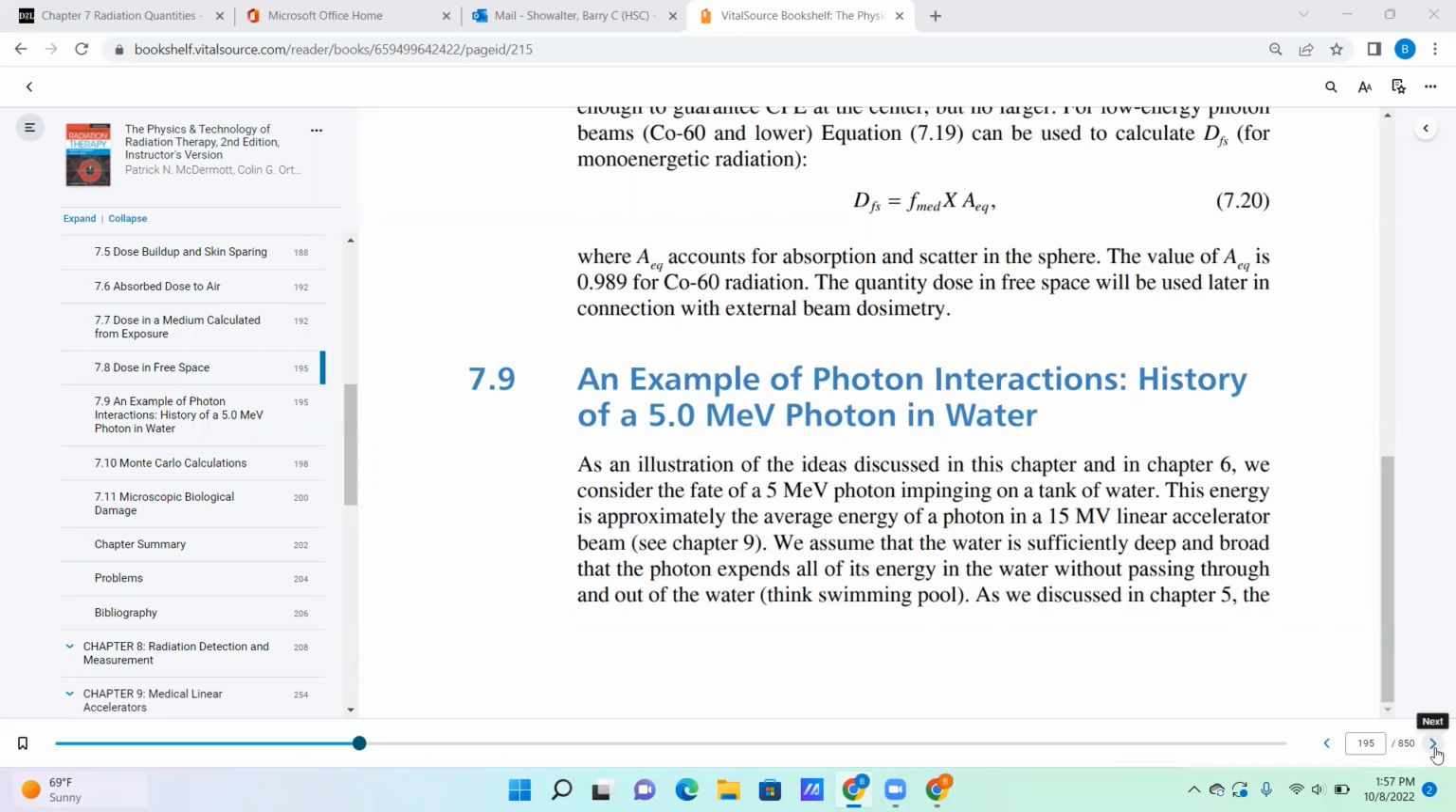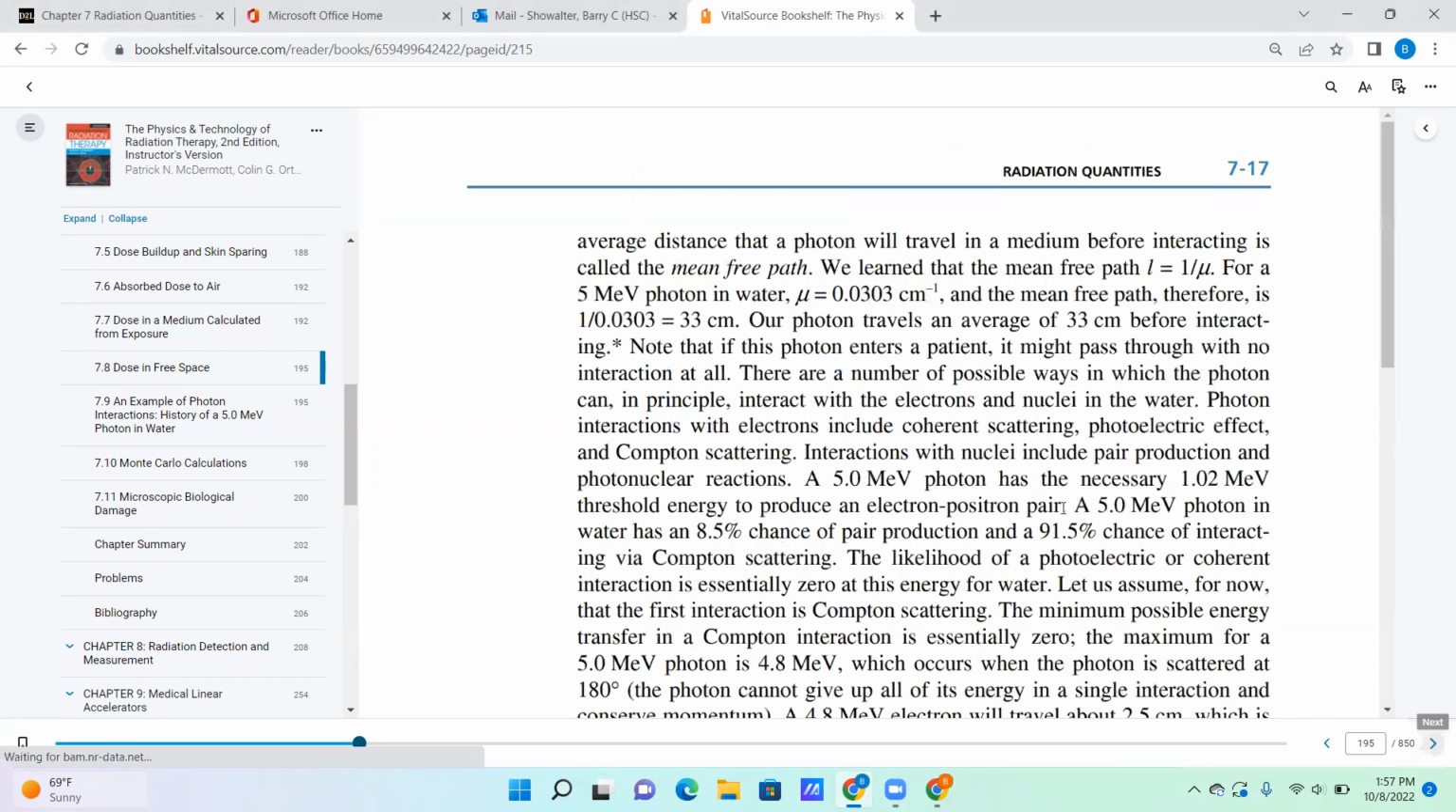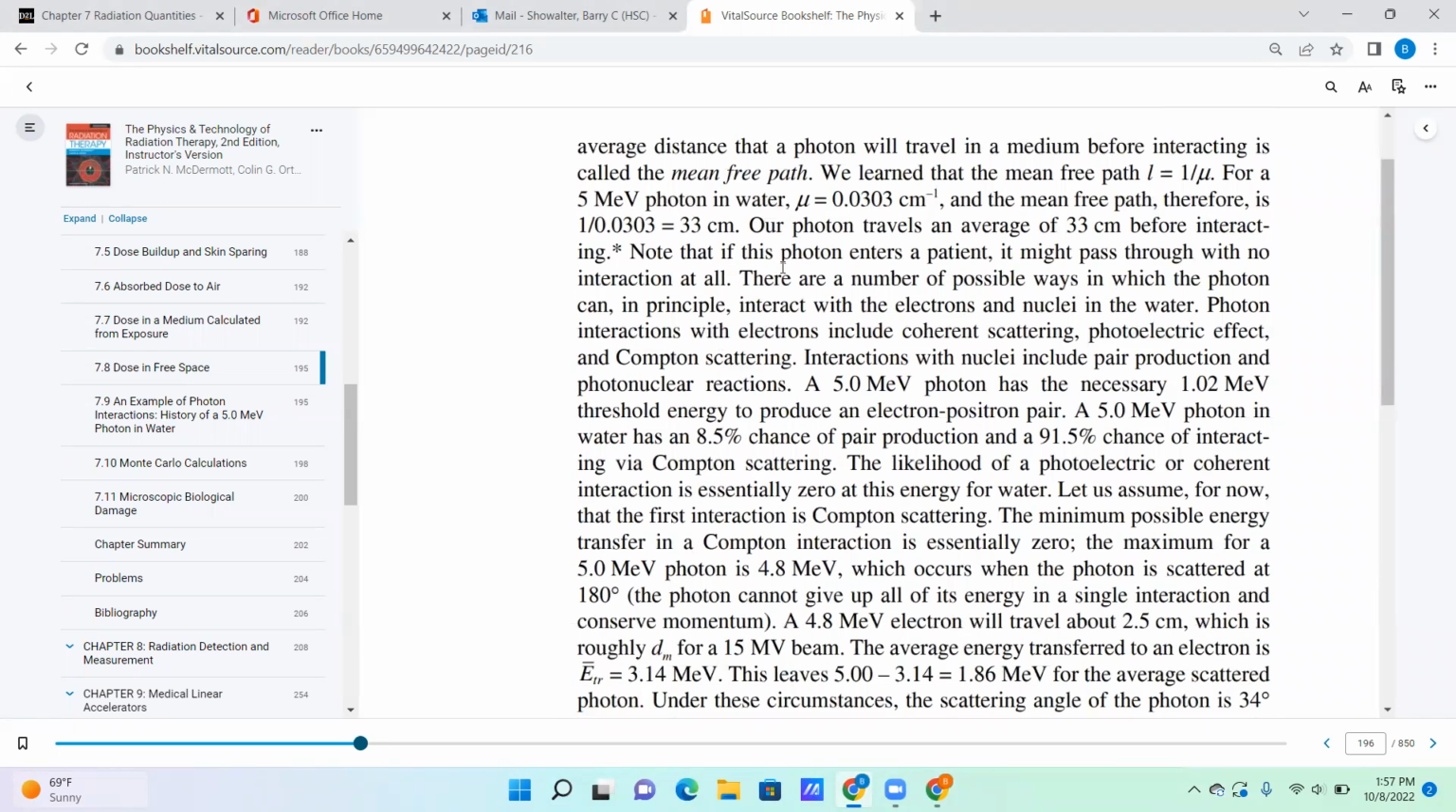As discussed in chapter 5, the average distance a photon will travel in a medium before interacting is called the mean free path. We learned that the mean free path is this. So for a 5 MeV photon in water, this is the linear attenuation coefficient. The mean free path is therefore 1 over that, which is 33 cm. Our photon travels an average of 33 cm before interacting. Note that if this photon enters a patient, it might pass through with no interaction at all because a lot of patients aren't quite that thick, or parts of their body might not necessarily be that thick.